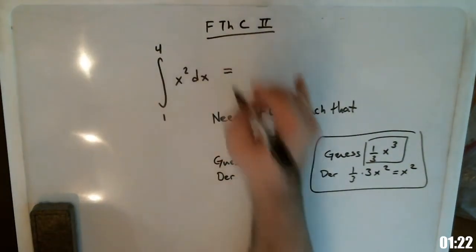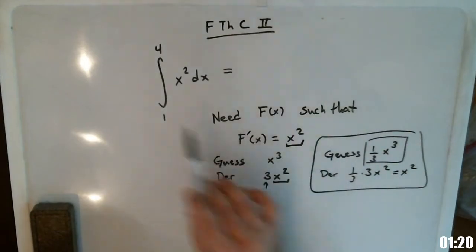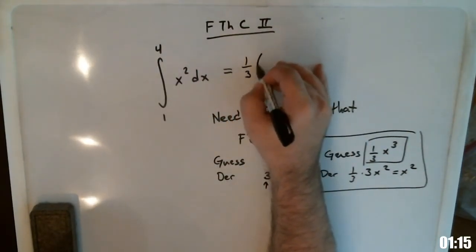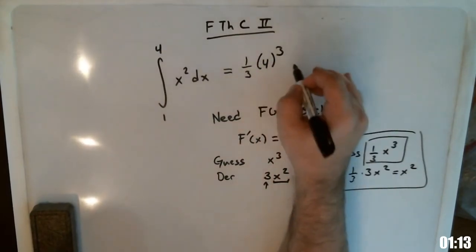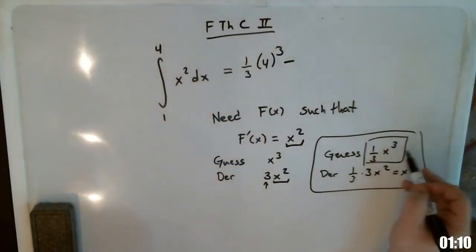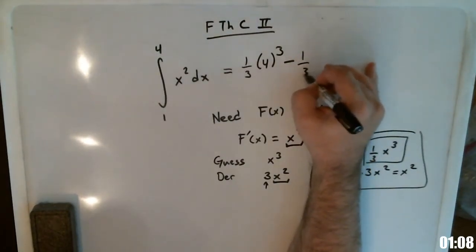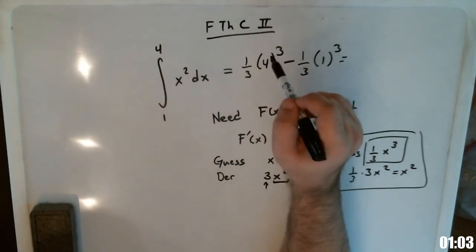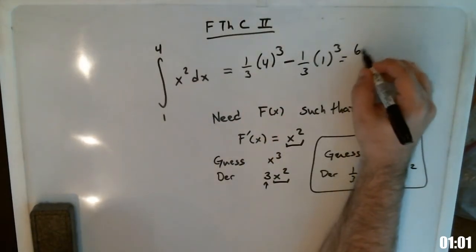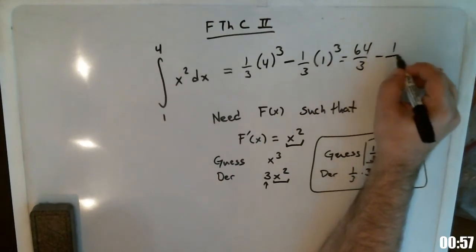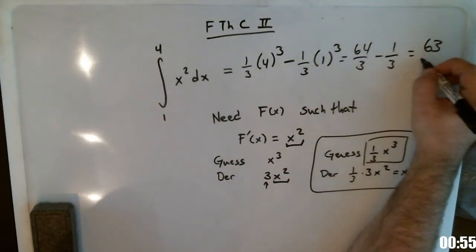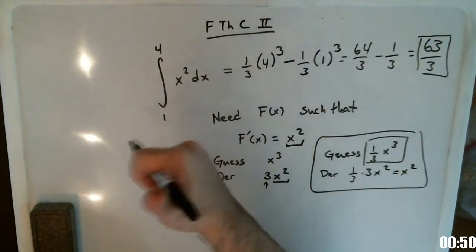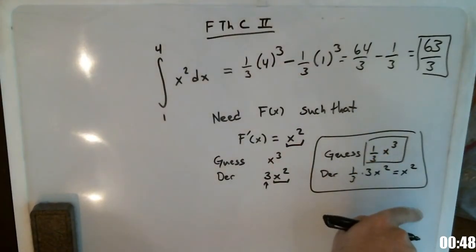So let's use that fact. I'm going to take this function and evaluate it at the upper endpoint, 1/3 times 4 cubed, and then subtract from that the function evaluated at the lower endpoint, 1/3 times 1 cubed. What's 4 cubed? 4 times 4 is 16, times 4 is 64. So I have 64 thirds minus 1 third, which equals 63 thirds. And that will be my answer. Pretty neat, huh?